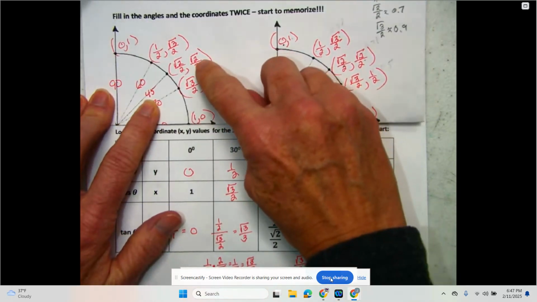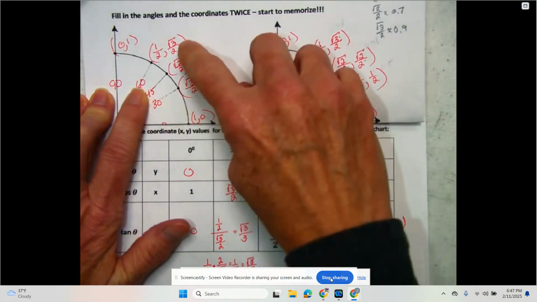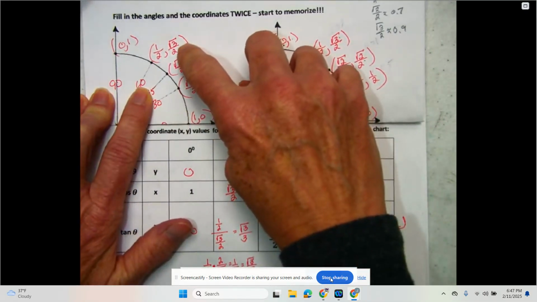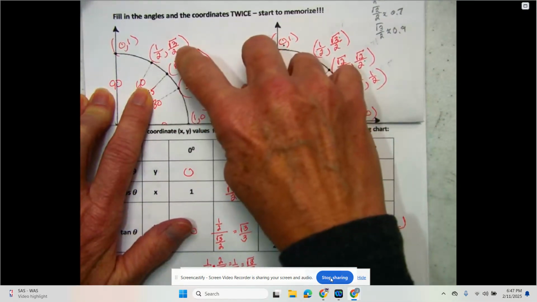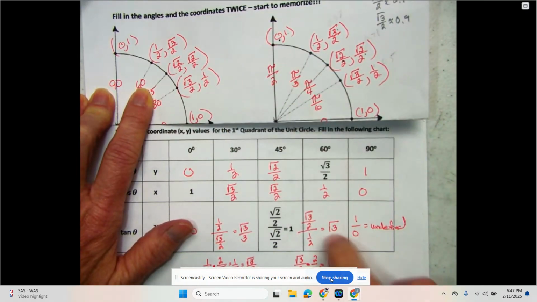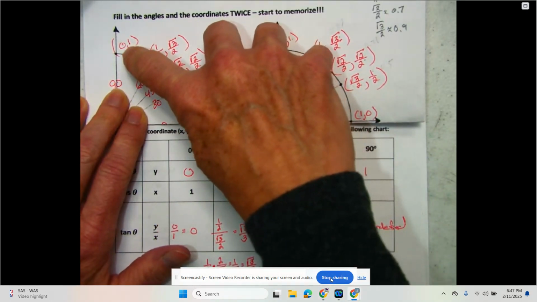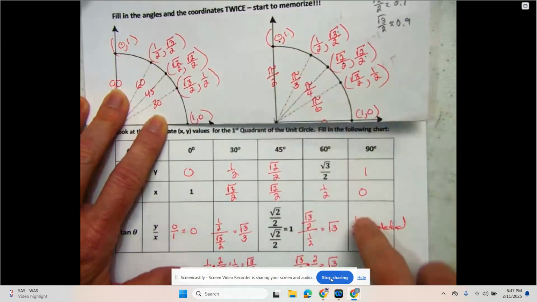Tangent of 45, y divided by x, square root of 2 over 2 divided by square root of 2 over 2 is 1. Tangent of 60, y divided by x, square root of 3 over 2 divided by 1/2. You multiply by the reciprocal, you just get the square root of 3. And then the tangent of 90, 1 divided by 0, y divided by x is undefined.